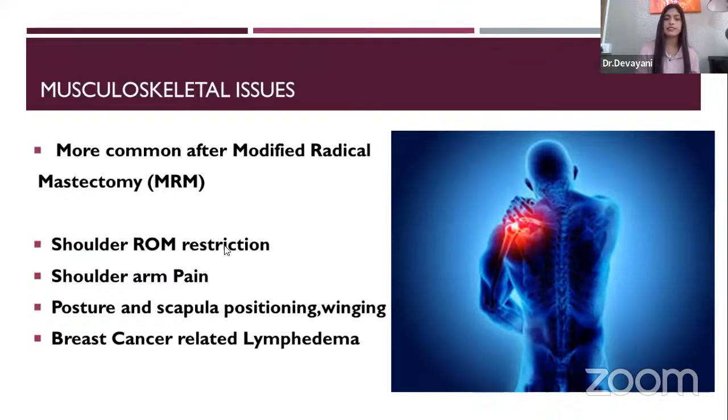Another thing is breast cancer related lymphedema. It is altogether a different entity, a huge concept, but just to introduce it: because the lymph nodes are removed on that side, edema will develop. Once the patient develops this edema, you cannot revert it or treat it completely, but you can manage it.